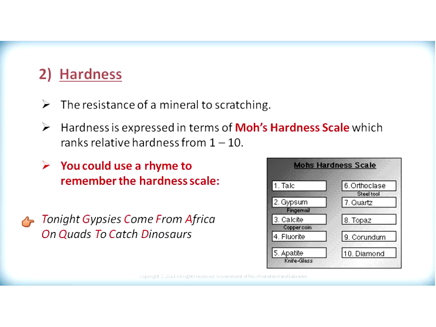The corresponding letters in this phrase: T in tonight represents talc, G in gypsies represents gypsum, C represents calcite, F fluorite, A apatite, O orthoclase feldspar, Q quartz, T topaz, C corundum, and D diamond. So again, you can make up your own rhyme to help memorize the minerals on Mohs hardness scale, or you can use the one that I have stated here.